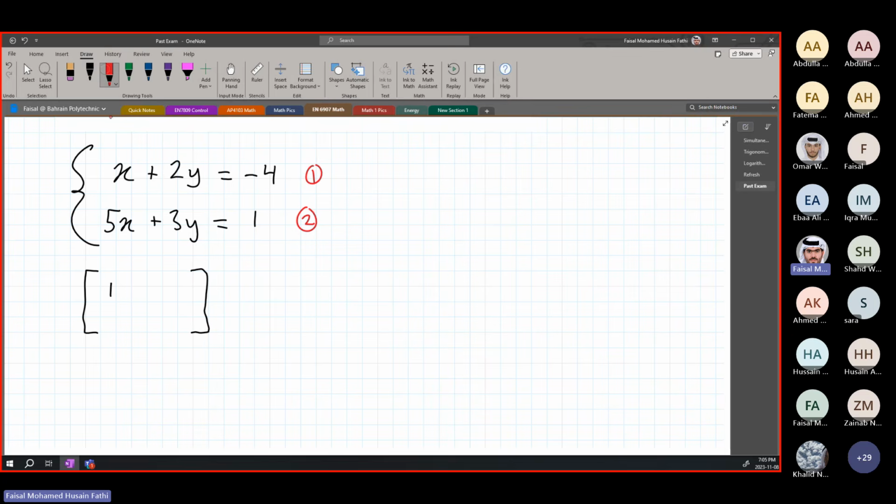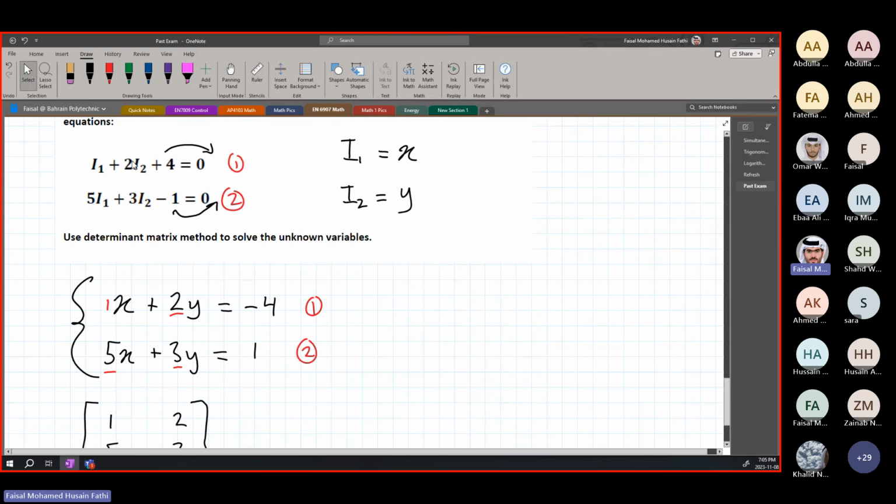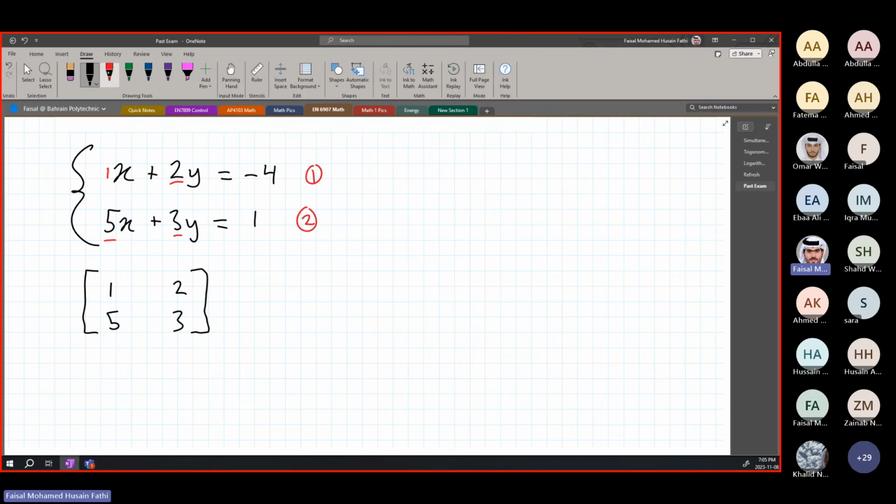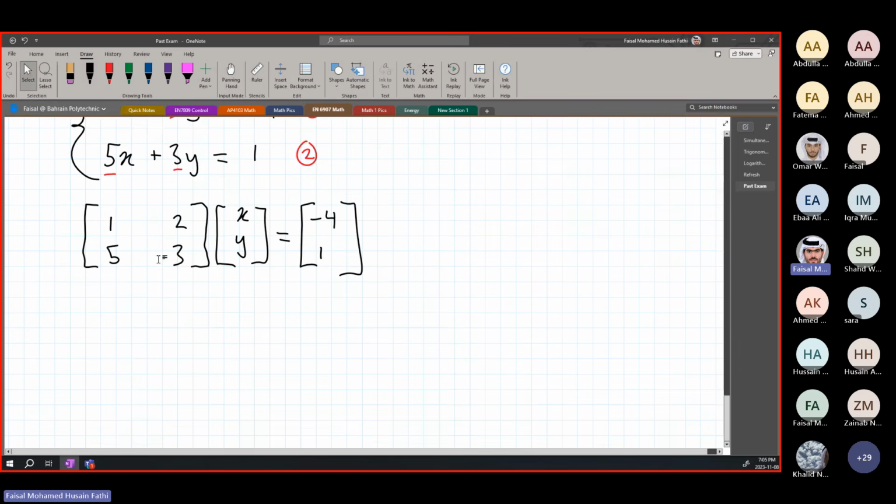You have here 1, 2, 5 and 3, so you write 1, 2, 5, 3 in the same order, and make sure the x's are above each other and the y's are above each other. So I1 over I1 and I2 over I2, times x y is equal to your solution, which is minus 4 and 1. Okay, so this is how you usually write the matrix.